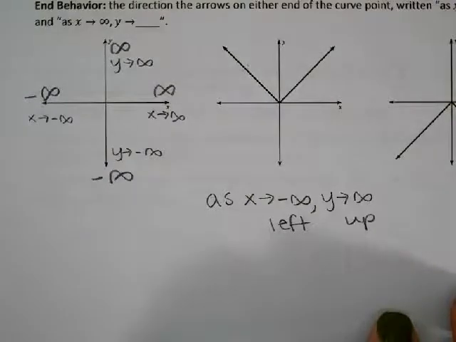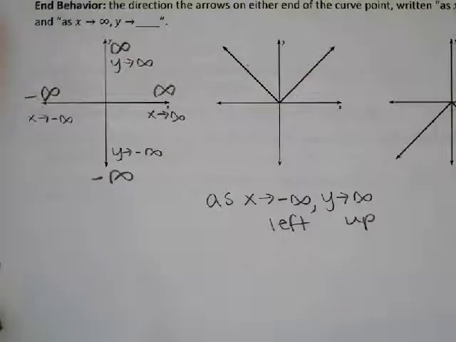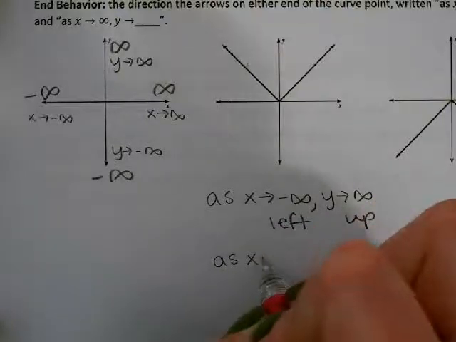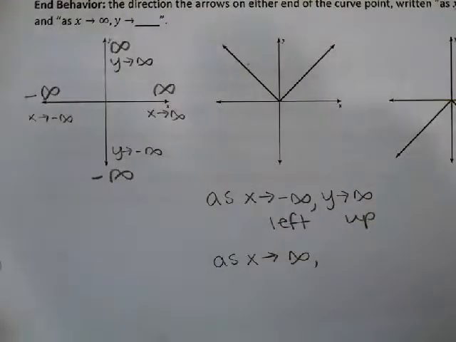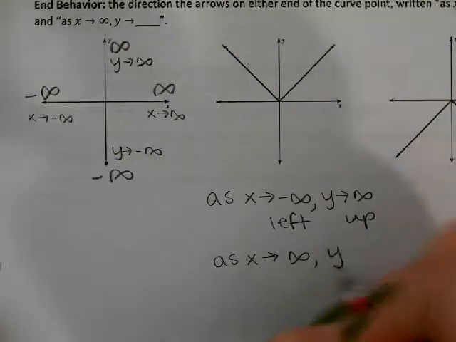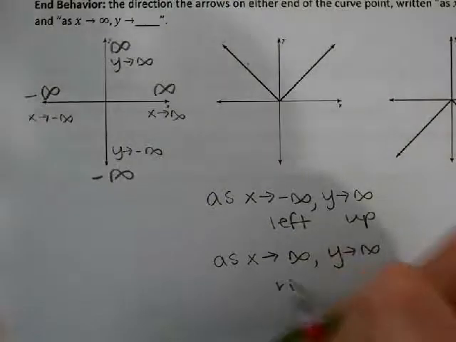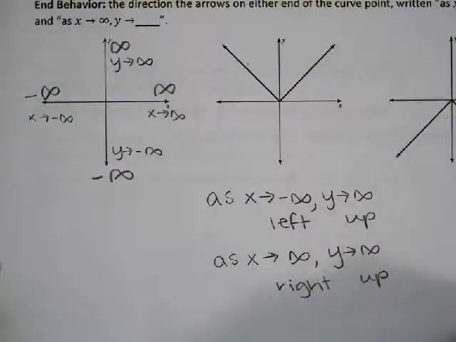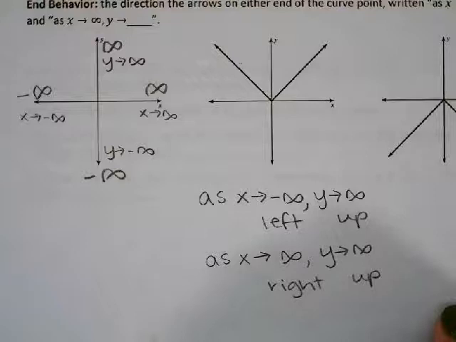Okay? Over here, we're going to say as x goes to positive infinity. So now we're talking about the right arrow. What does the right arrow do? It goes up. Y goes to positive infinity. So we're saying the right arrow goes up. Does that make sense? So all it is is a symbolic way of writing about your arrows. That's all it is.